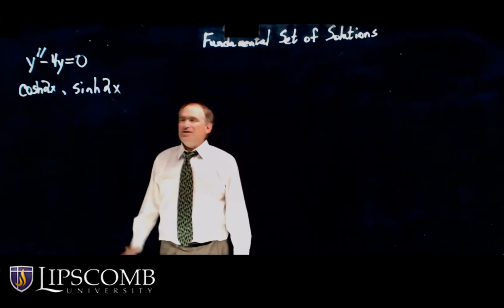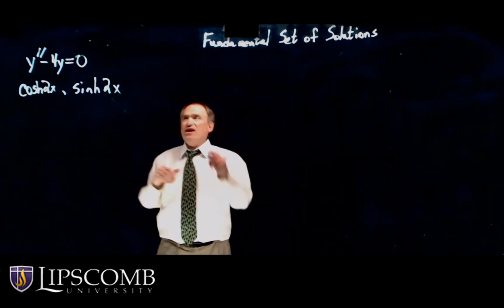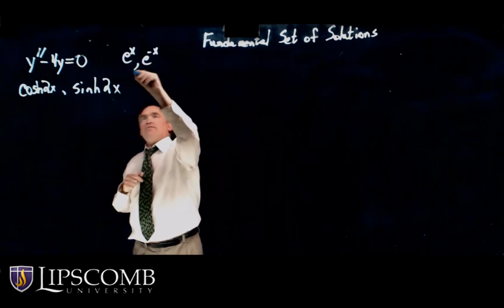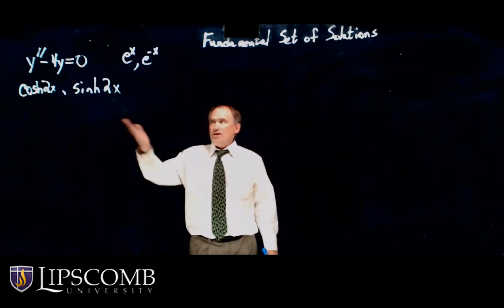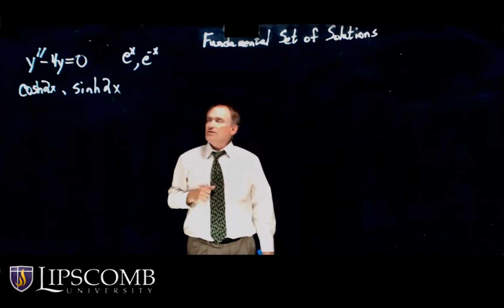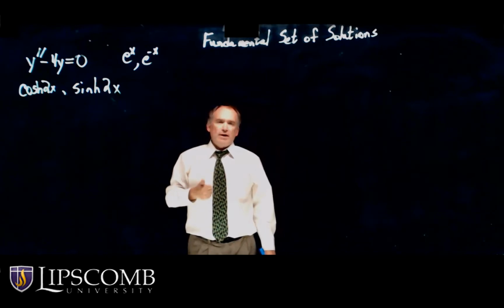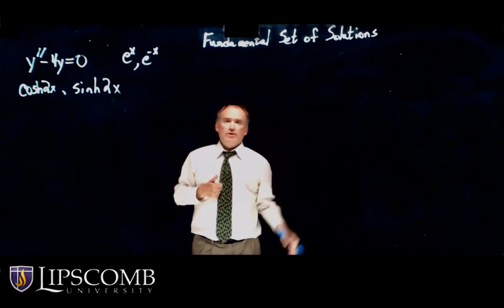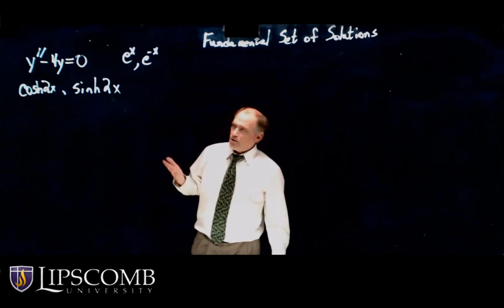So that makes sense. And by the way, I could even break this down and just say e to the x and e to the minus x are my fundamental set of solutions. But these are used in the definitions of these functions, so either way is fine. So what do I need to do? Well, the first thing I need to do to make sure it is a fundamental set of solutions is to make sure they're linearly independent. How do I do that?